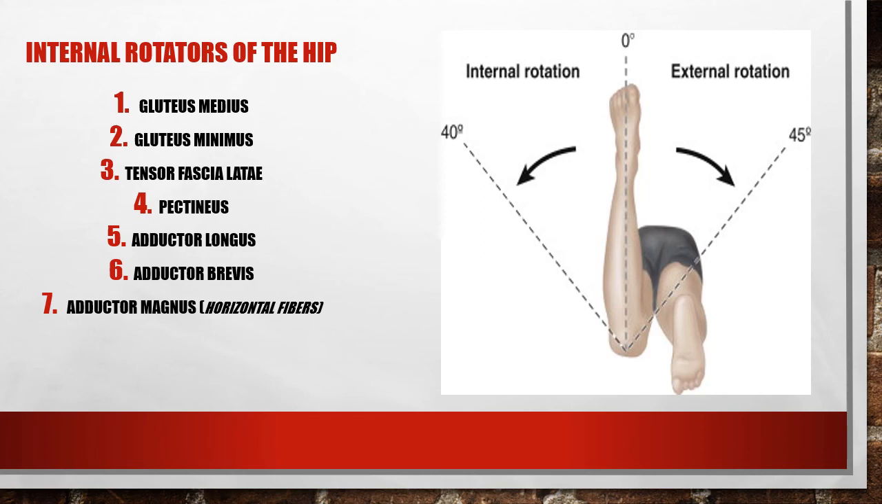The internal rotators of the hip include the gluteus medius, gluteus minimus, the tensor fascia lata, the pectineus, the adductor longus, and the adductor brevis. The adductor magnus has horizontal fibers also associated with internal rotation of the hip. The image to the right is just showing you a way of looking at internal versus external rotation from a prone position.